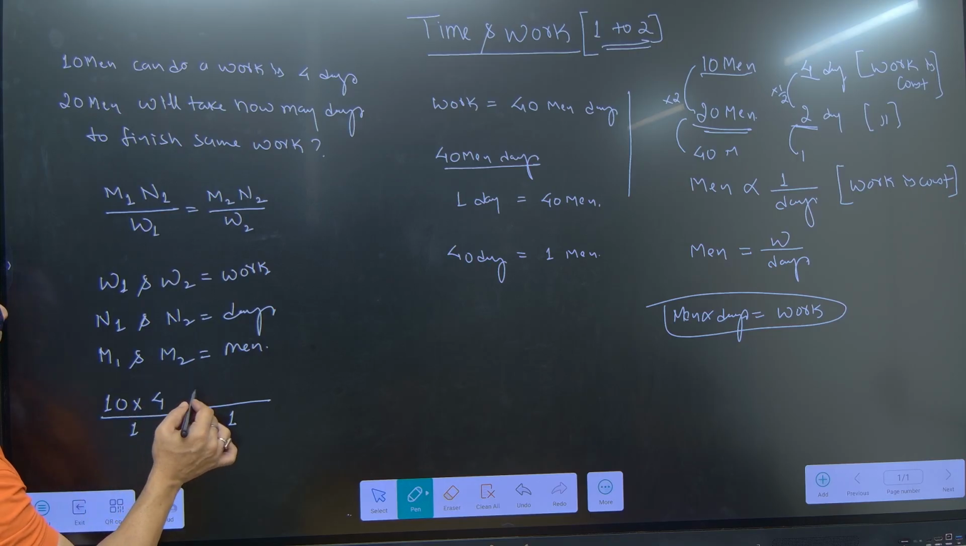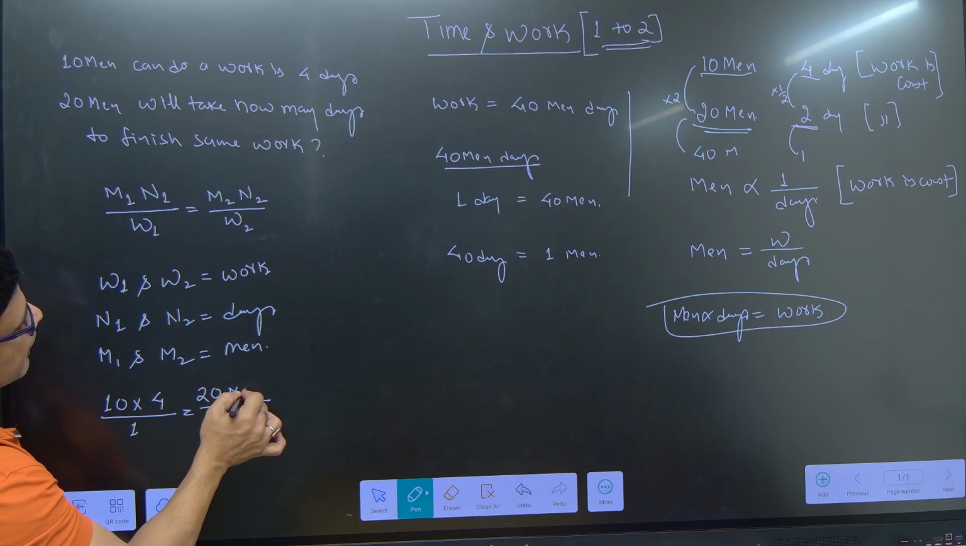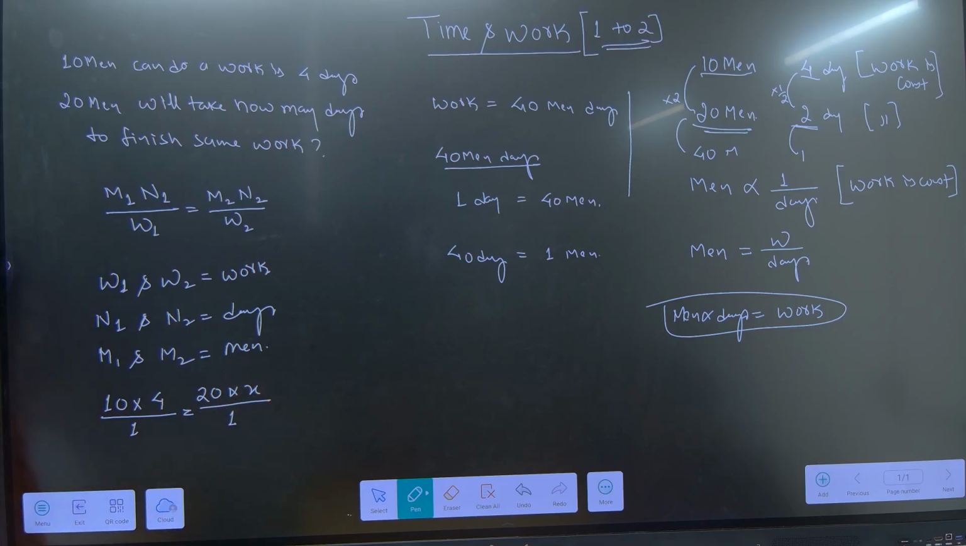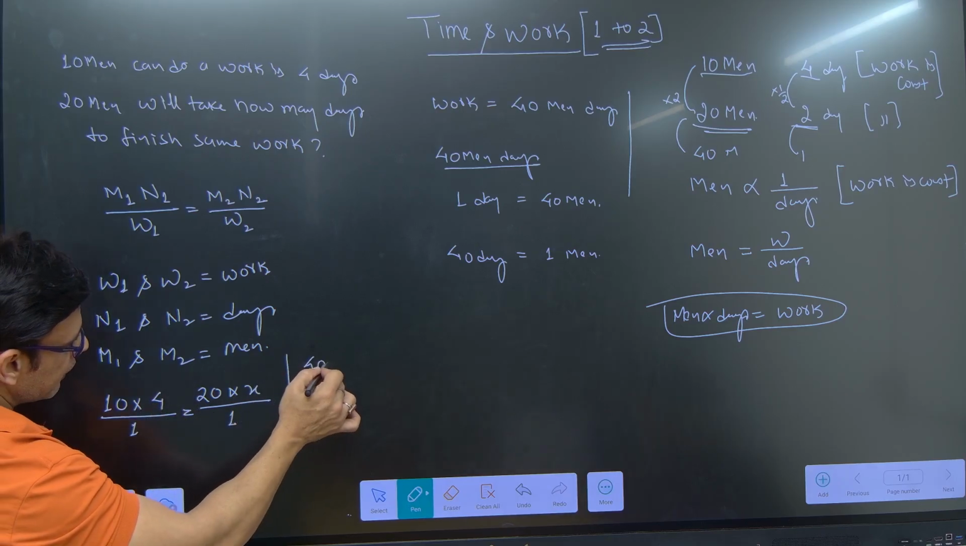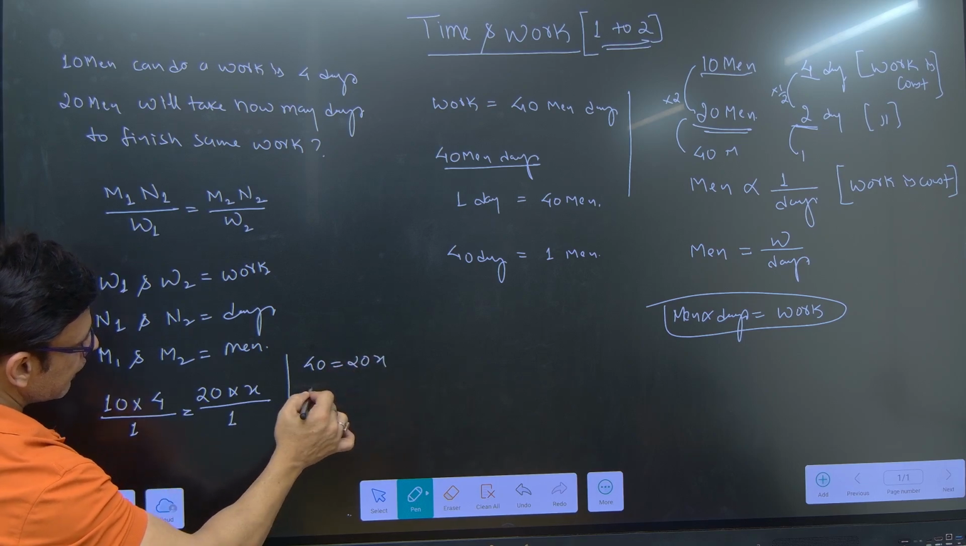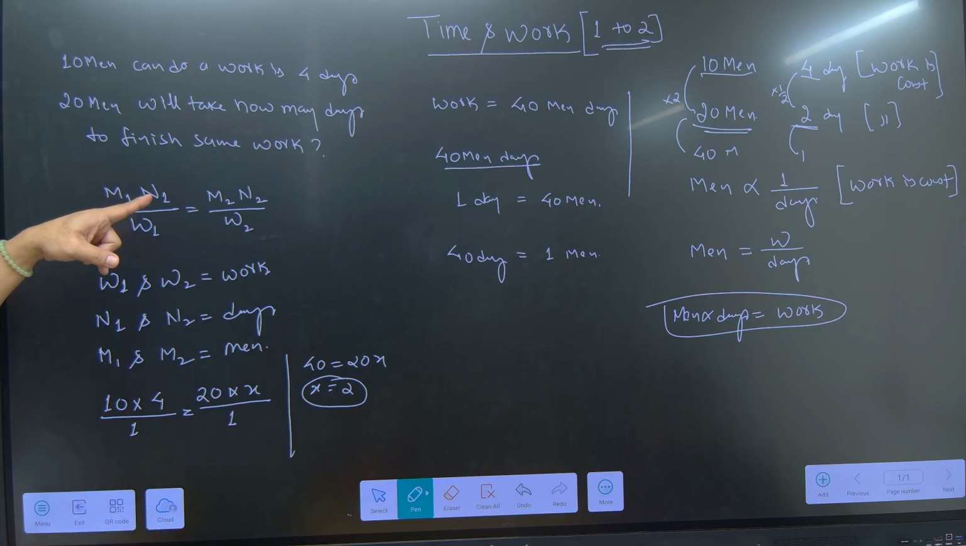Second case, how many men are there? 20. And they will take, let's say, X days to finish this work, right? Because the work is same in both cases, W1, W2 is same. So can you solve this? 40 is equal to 20x. X is equal to what? 2. See, exactly the same thing.